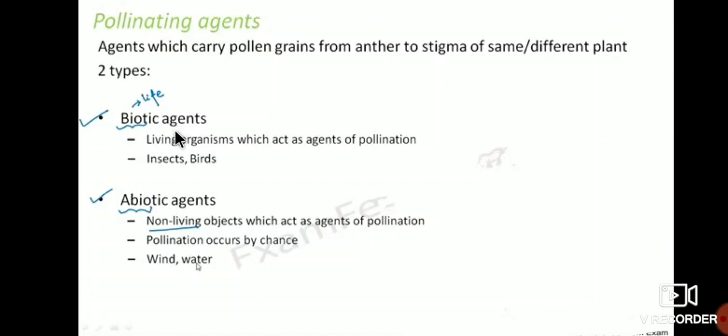They are classified into two types: biotic agents and abiotic agents. See here, pollinating agents that are living organisms which act as agents of pollination, insects and birds, these two are called biotic agents, living. Abiotic agents means non-living objects which act as agents of pollination. Pollination occurs by chance, that means either by wind or by water. How this happens is very simple, dear students.